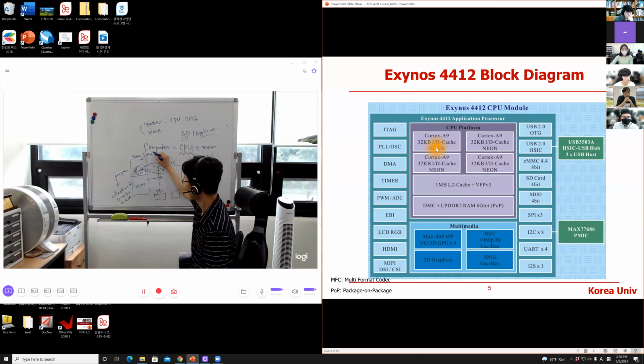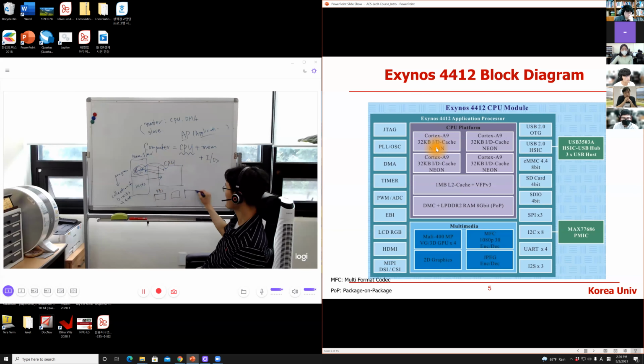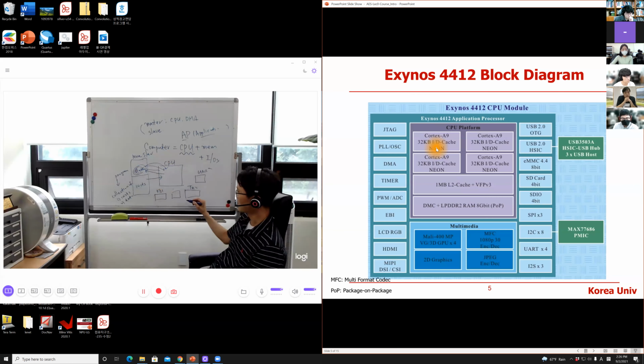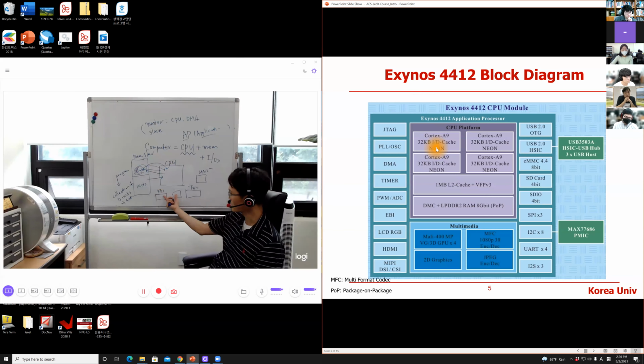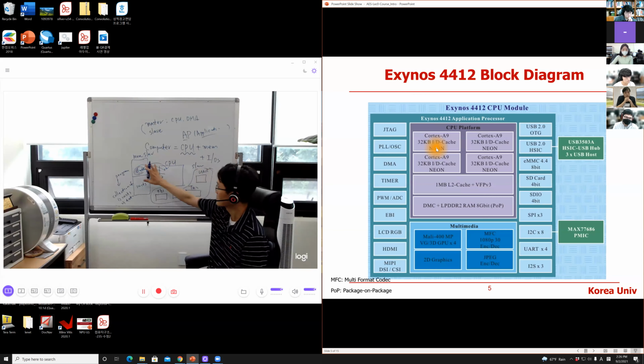And keyboard, mouse, some IO devices like timer, UART, those are also slaves. They are just responding to the request. CPU is generating requests and they are responding. Slaves and master.